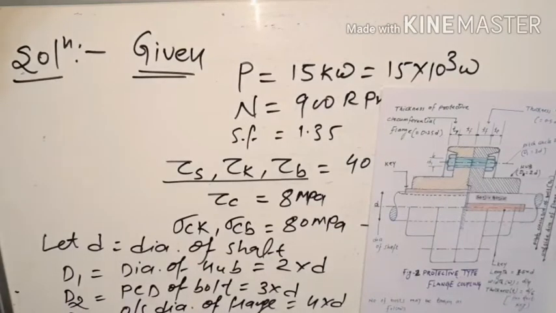Right now we can move to the next section. All important dimensions will be discussed in every section. So first we need to design the hub. Right now we need to design a hub.